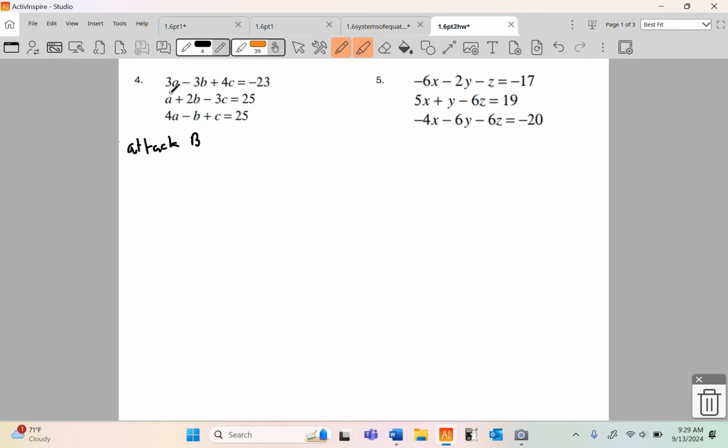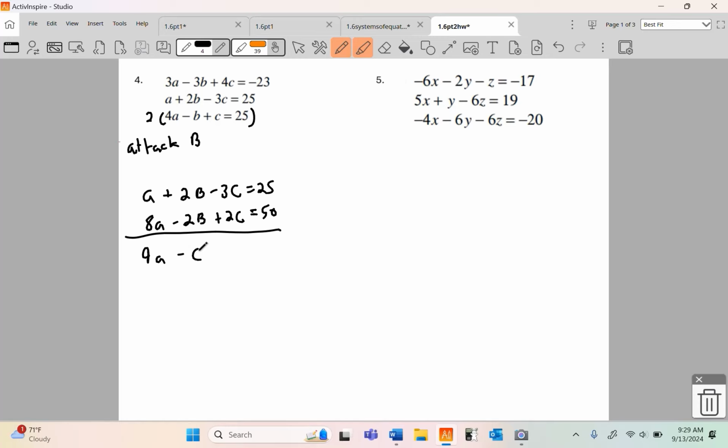I'm going to take this equation and double it. I'm going to add it to the second one. Because I won't have any B left. And I have to do it twice because I have to have 2 equations that have just A's and C's. So the next thing I'm going to do is multiply this one by a -3 and add it to the top.